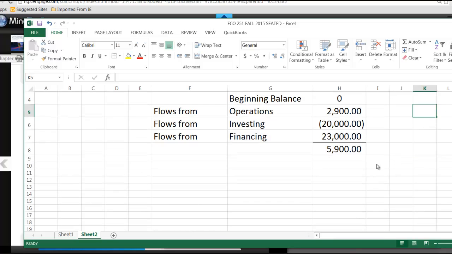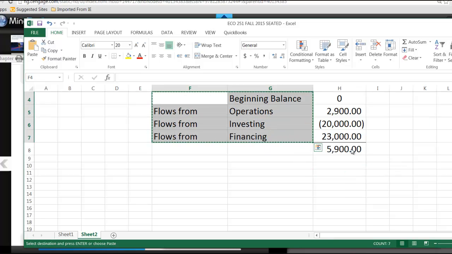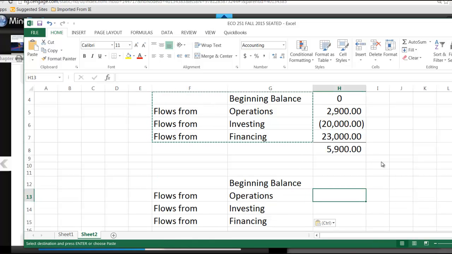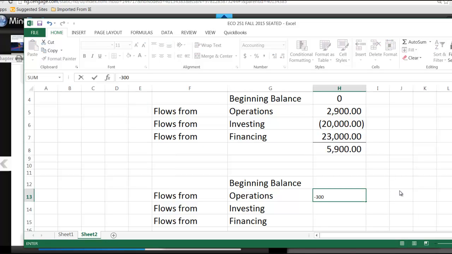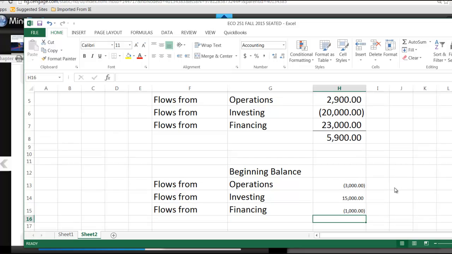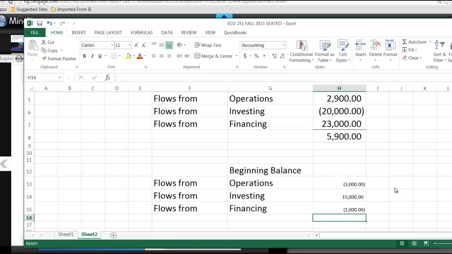That's all you need to know as to how that works. But let me copy this over here, and let's just pretend, for argument's sake, that this is not in the problem or the book anywhere, and that in the next year our cash flow from operations, I'm just going to throw a number up there, was negative $3,000, a bad year. Let's say our investing, we sold some of that equipment, was $15,000. Then let's say our financing was negative $1,000, perhaps we paid some dividends or something like that. Let me make this a little bit larger.